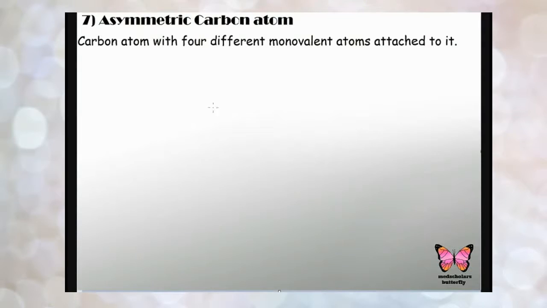Asymmetric carbon atom. It is the carbon atom which is surrounded by 4 different monovalent atoms at 4 sides. So it will not have common or similar groups or substances attached to it on the 4 sides. It would be tetravalent. As you can see here, I am writing down, at all 4 sides it is surrounded by 4 different substances. An atom.